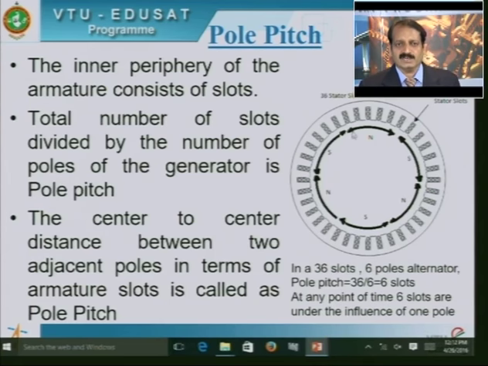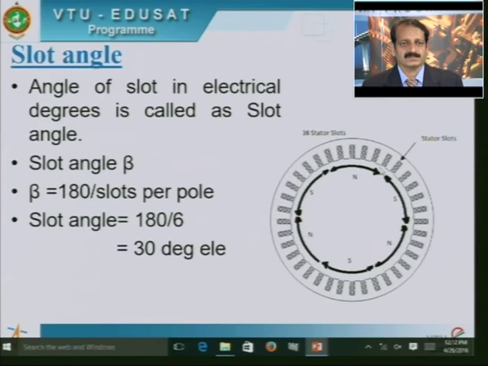The number of slots under the direct influence of the north pole is shown here, and next is south, then alternatively north and south. This is at any one point of time. At different points of time, since the rotor rotates, the number of slots under the influence of any one pole remains the same, but the very slot shown here will be under the influence of north and south, and again north and south alternatively, because the rotor inside the stator is rotating.